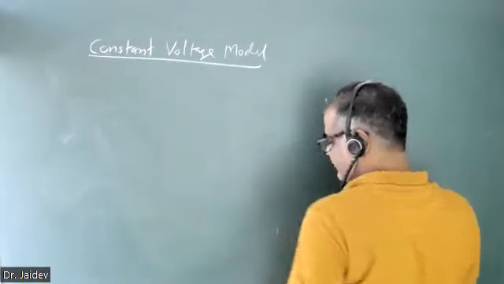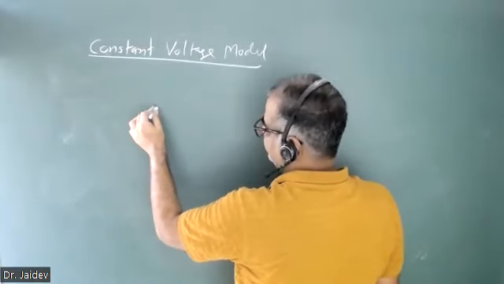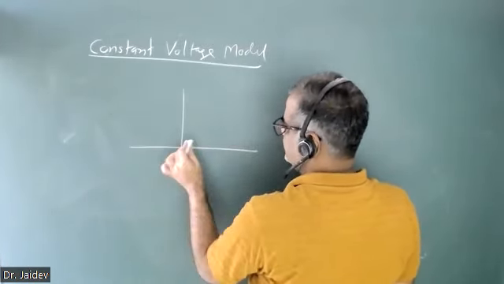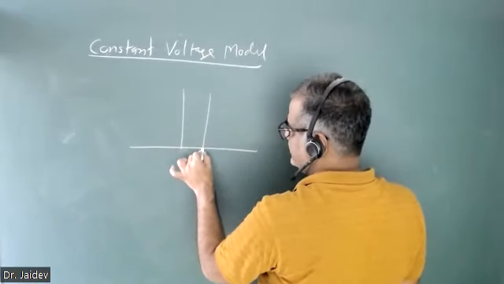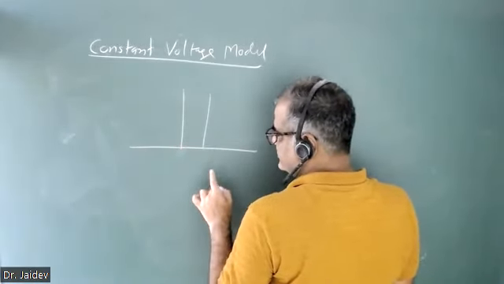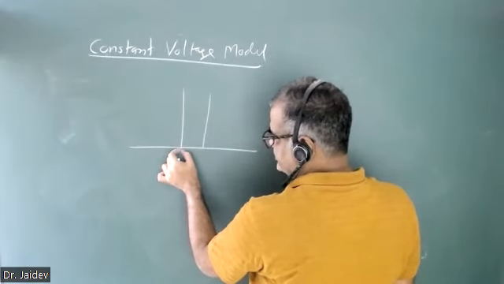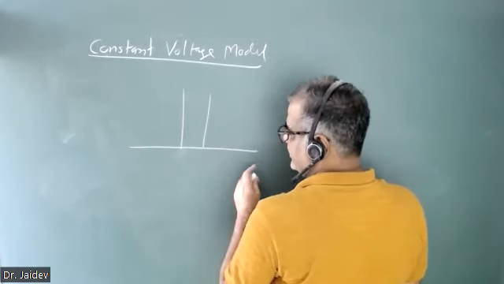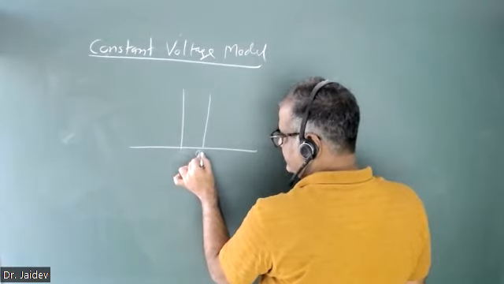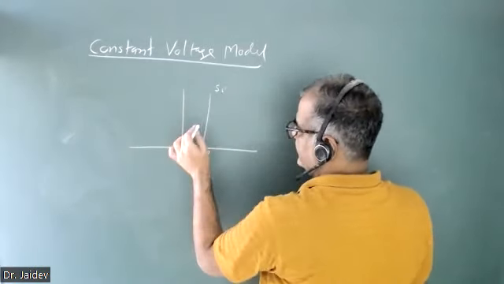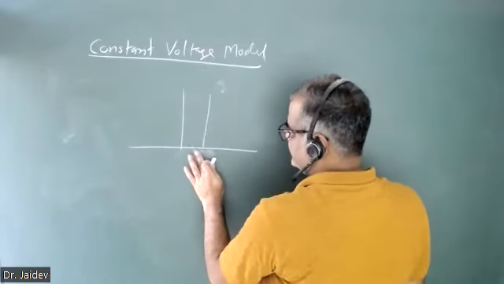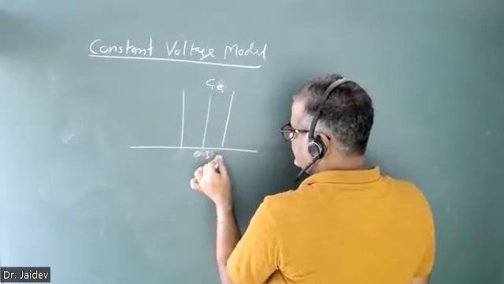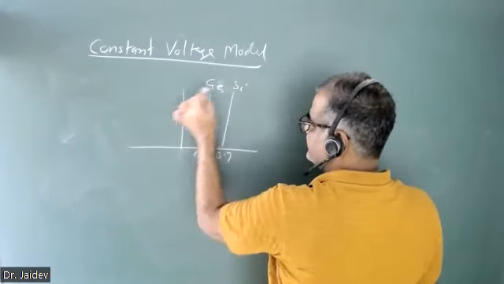So the constant voltage model. What will we assume in it? We will assume that in forward bias there is a fixed voltage drop across the diode. In the ideal diode model we assumed that the diode has a zero voltage drop. Now here we assume there is a fixed voltage drop across the diode, and that value is 0.7 for silicon. If it is a germanium diode, that will be 0.3. So say this is silicon, so for silicon this will be 0.7.